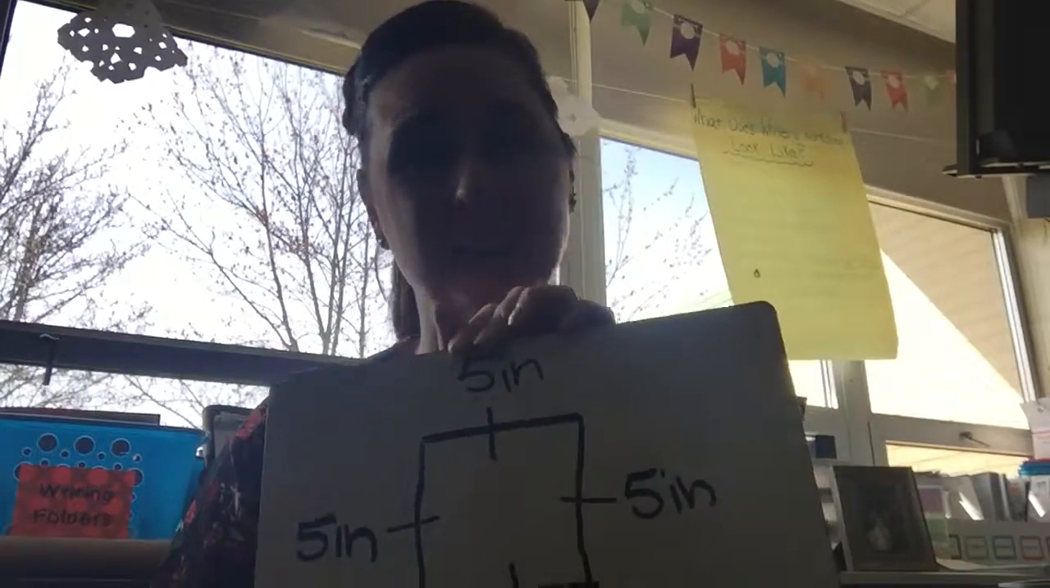are the same. For a square, all sides are the same length, and for a rectangle, the opposite sides are the same length, okay? So I hope this helps.